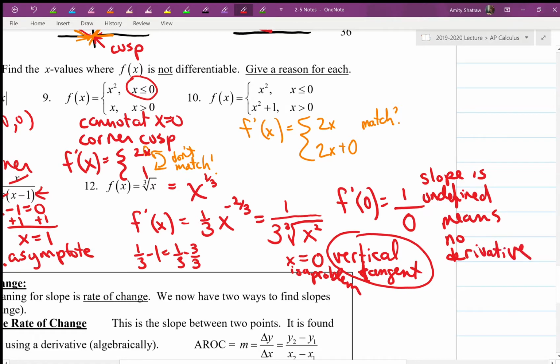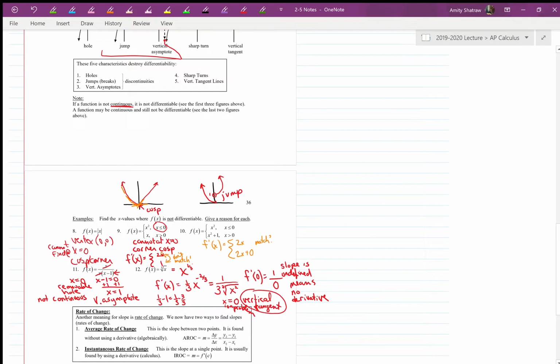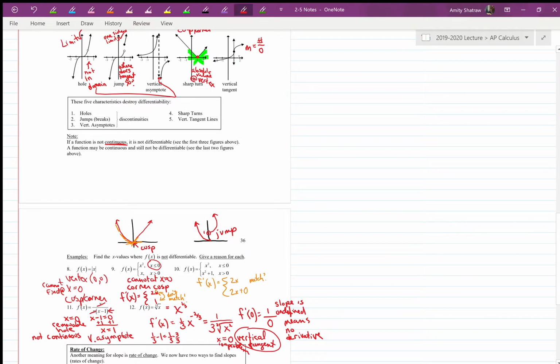And I'm going to refer you back, I'm zooming out here, to this picture right here. It looks like that. There's a vertical tangent there because I have an undefined slope. And that undefined slope means that that line must be straight up and down.